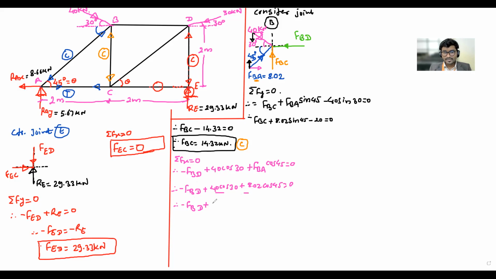40.31. 40.312. Okay, let it be there. 30.312 kilonewton. Sorry, equals 0, I have to write here.